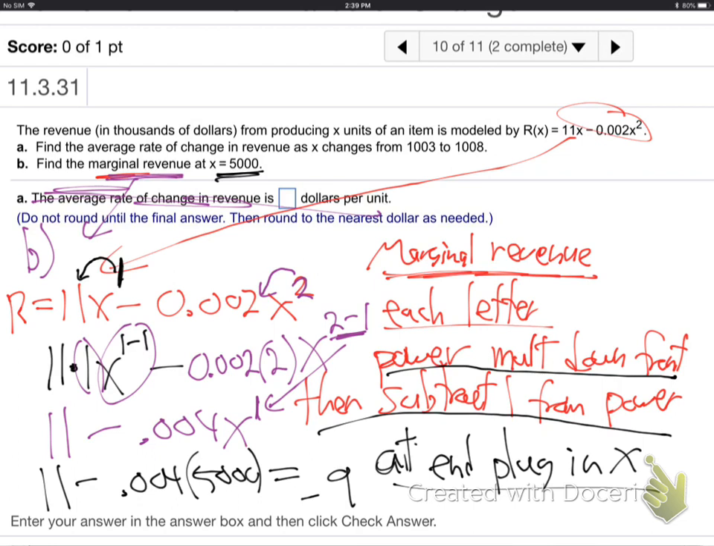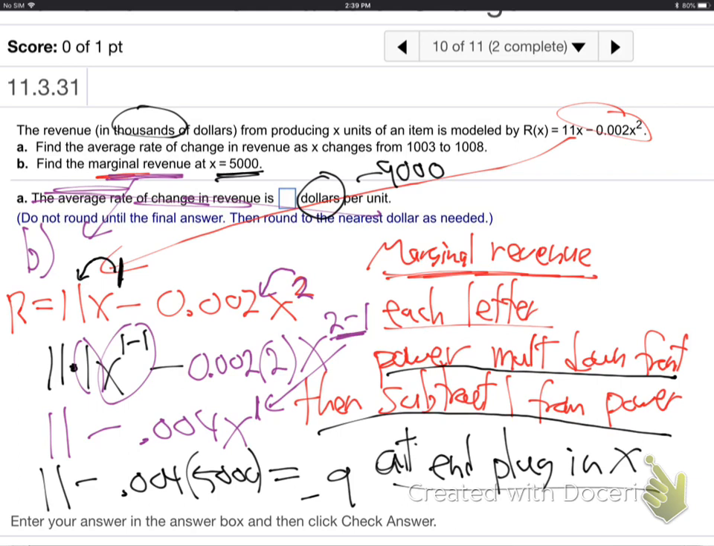Now notice they changed to dollars when they used to be talking about thousands. So that means you got to make that minus 9,000, since they took the word thousand off, which was really dumb of them, I think. So there we go. And the last one's just like it.